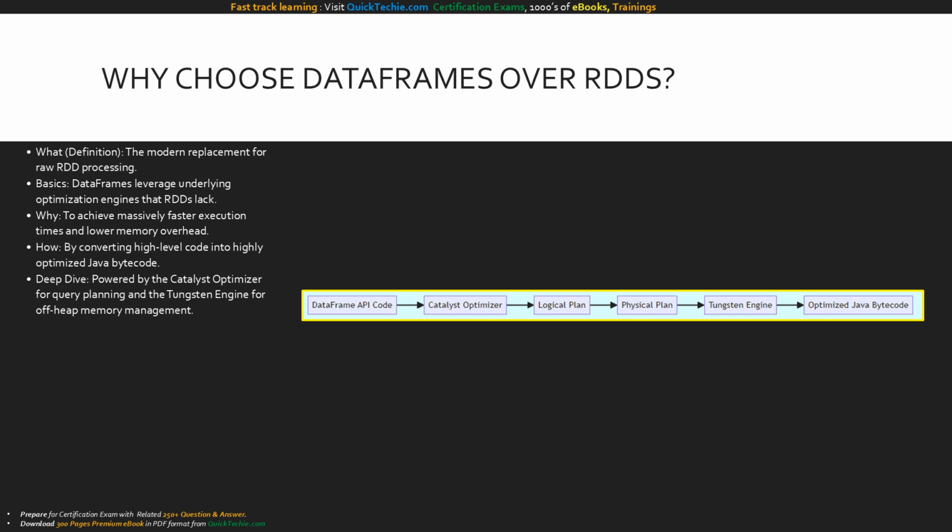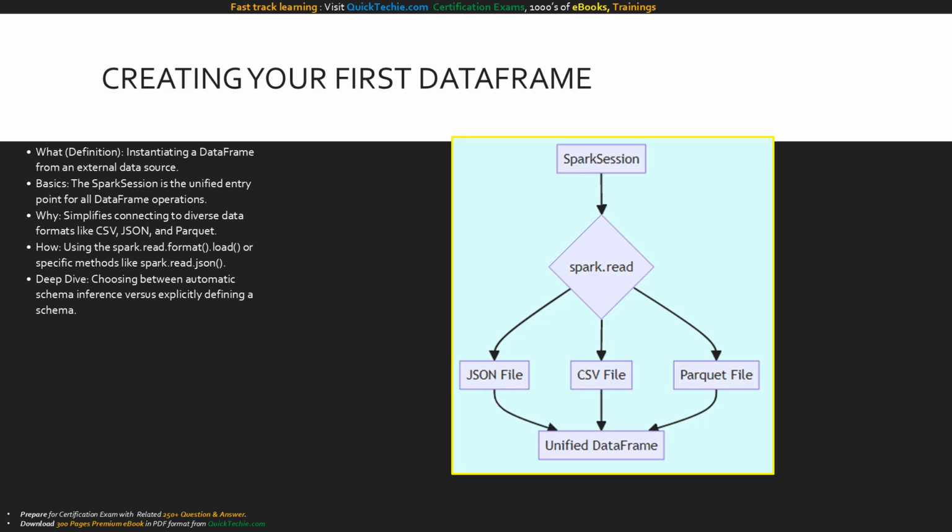This flowchart illustrates the journey of your data frame code. You write high-level code using the data frame API, which is then fed directly into the Catalyst optimizer. Catalyst first generates a logical plan, applying strict optimization rules, such as predicate pushdown. It evaluates multiple physical plans, estimates their execution costs, and selects the most efficient one. Finally, the Tungsten execution engine takes this optimized physical plan and generates highly efficient Java bytecode for distributed execution. This is the hidden magic that makes data frame operations lightning fast without requiring you to manually optimize the underlying execution code.